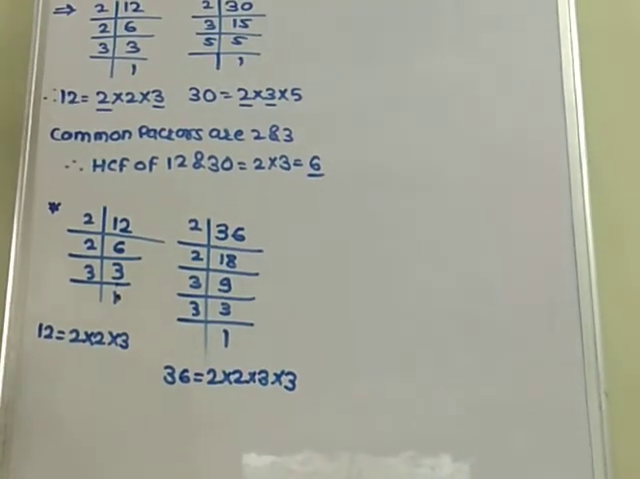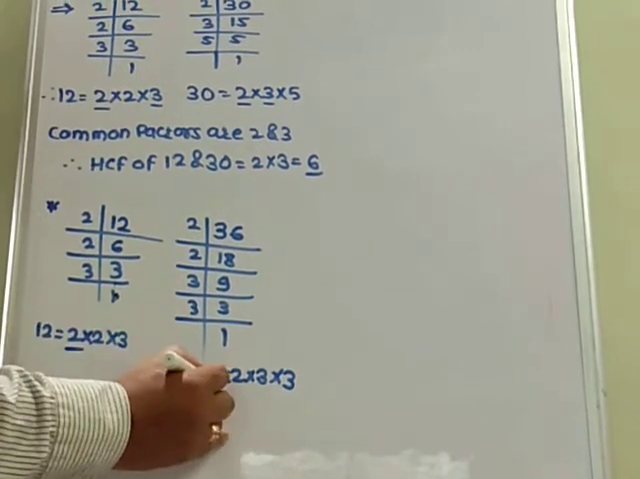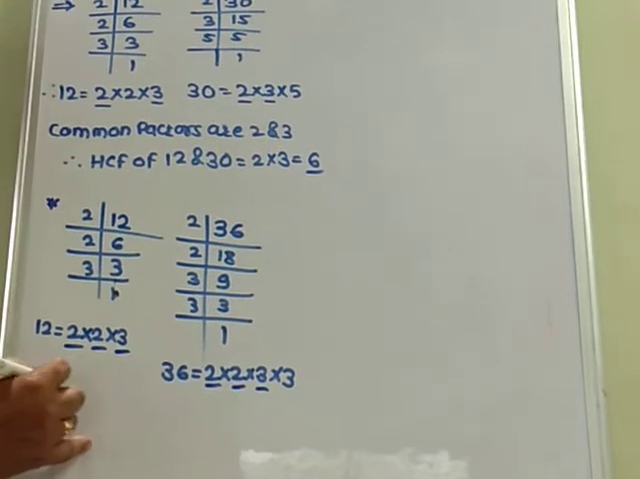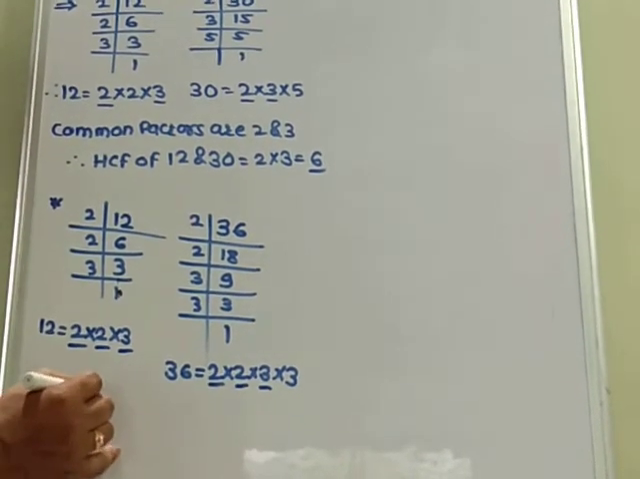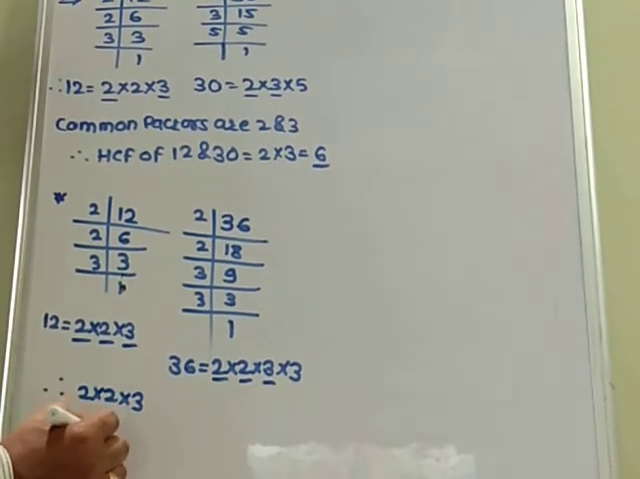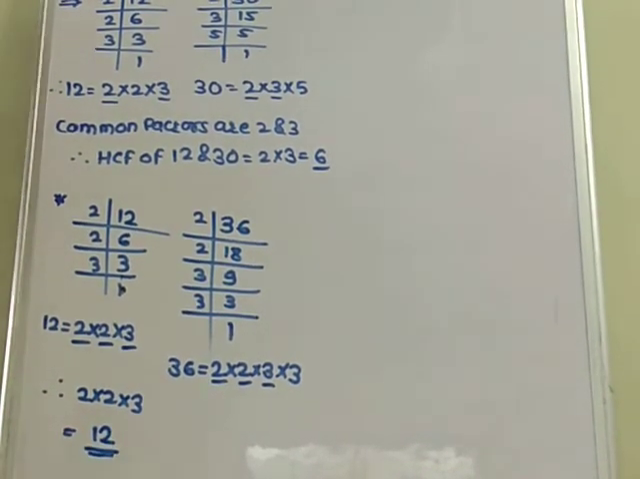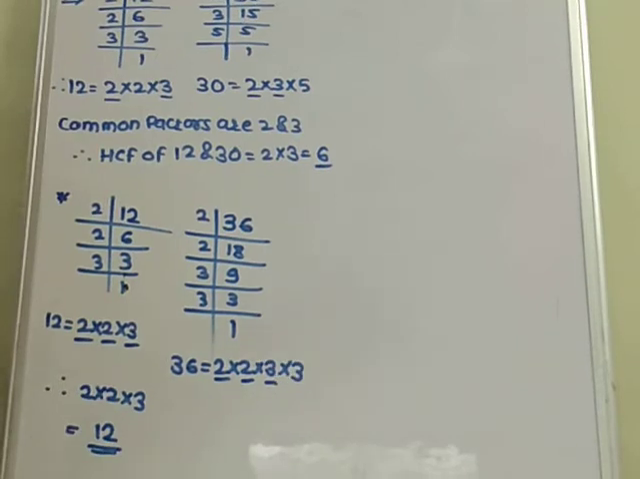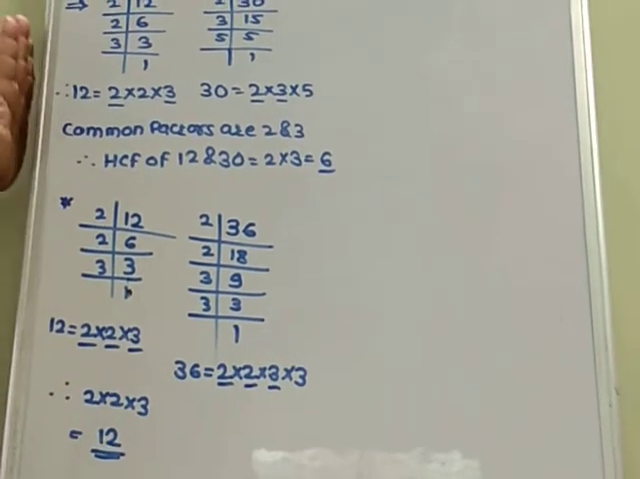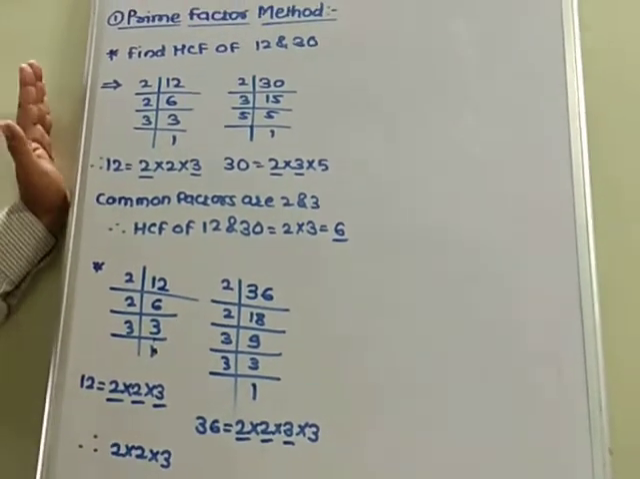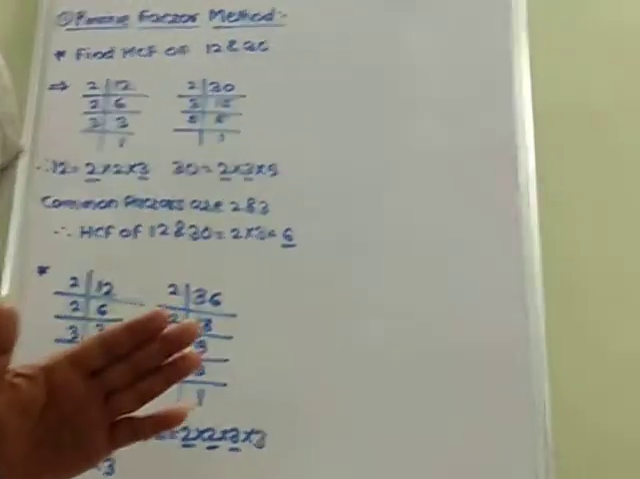Okay, therefore which is common? 2, 2 are common, 3 is common. Therefore 2 into 2 into 3, 4 3s are 12. The number 12 is the HCF of those numbers, the highest common factor of those, that is 12. Here, two examples I solved on the board, the prime factor method. Okay, are you clear?